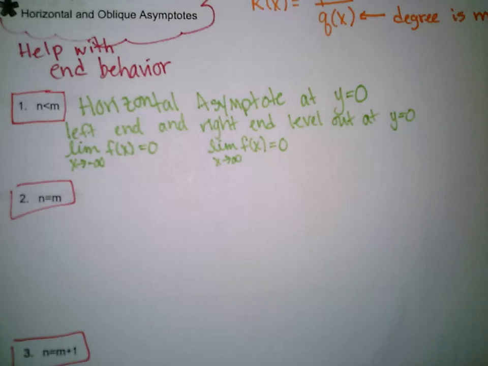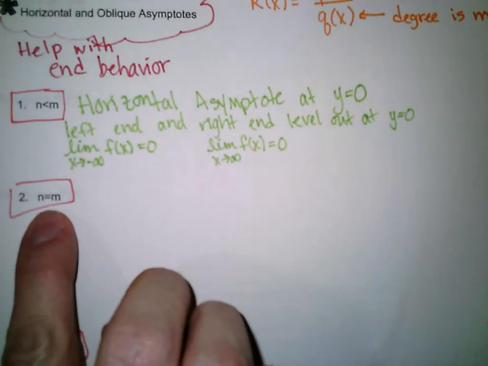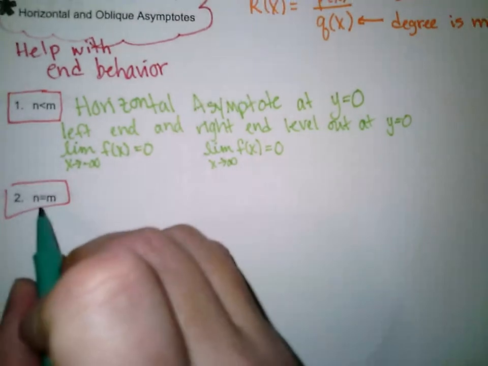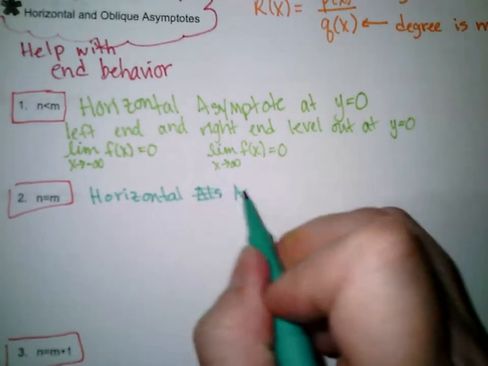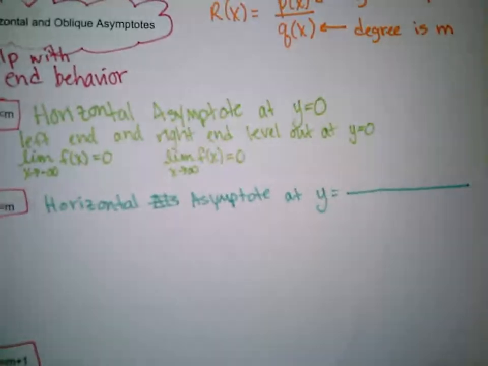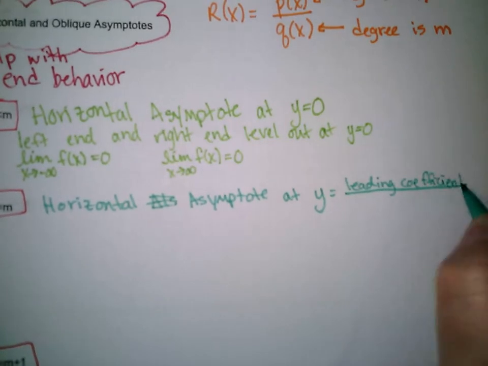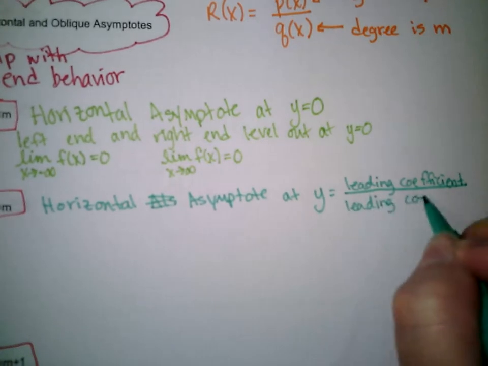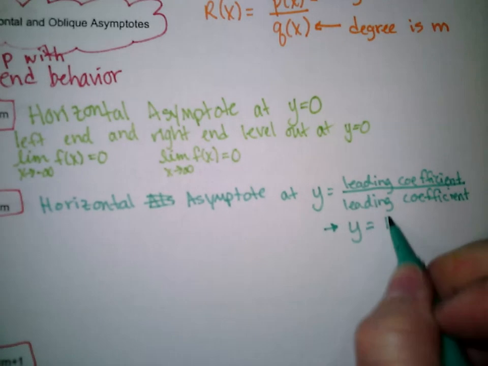Then we have a horizontal asymptote if the degrees are equal to each other. So in that instance, we're going to use the leading coefficient of the numerator and the leading coefficient of the denominator to find the equation for that asymptote. So if the degrees are equal, we're going to have a horizontal asymptote. It's going to be y equals, we divide the two leading coefficients. So the leading coefficient of the numerator over the leading coefficient of the denominator. And then we simplify that fraction, so it ends up giving us y equals some number.